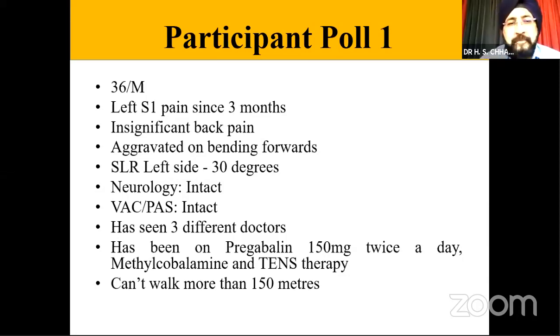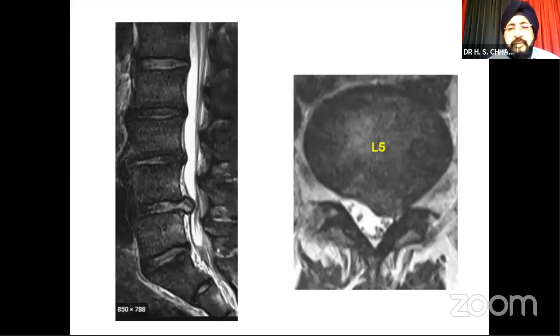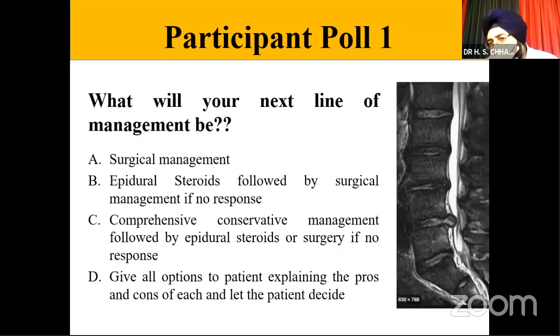Yeah, thanks, Shailesh. Very important point. So we have put this case up also as a quiz, right, Gautam? This is a 36-year-old male we talked about with a typical presentation of a prolapsed intervertebral disc, no neurological deficit, has seen 3 different doctors, has been on pregabalin 150 milligram twice a day, methylcobalamin and TENS therapy, has not improved and can barely walk 150 meters. You saw the X-rays, you saw the MRI, and now the question put across to the participants was, how will you proceed with the management of this patient?